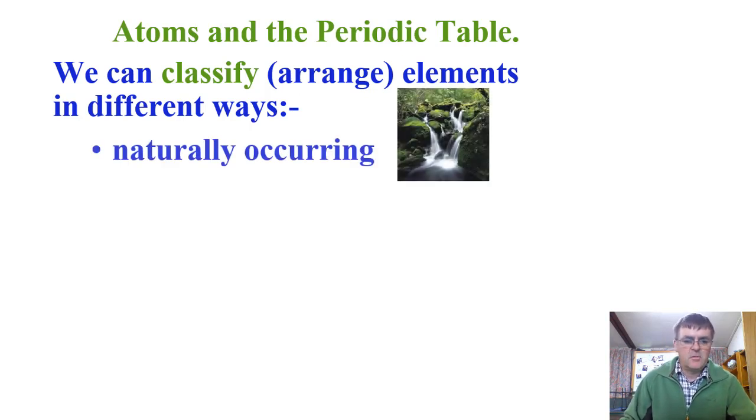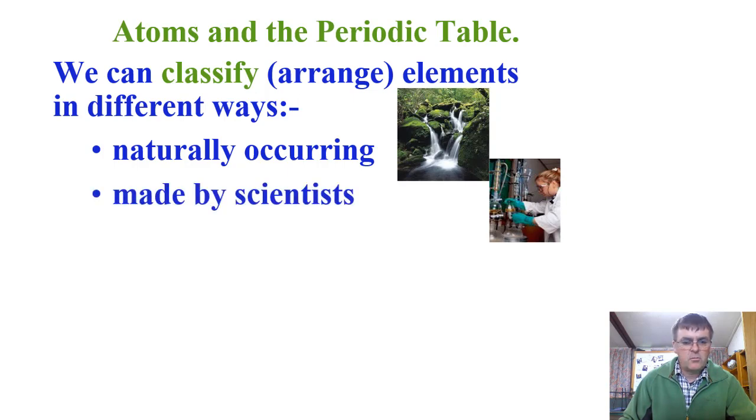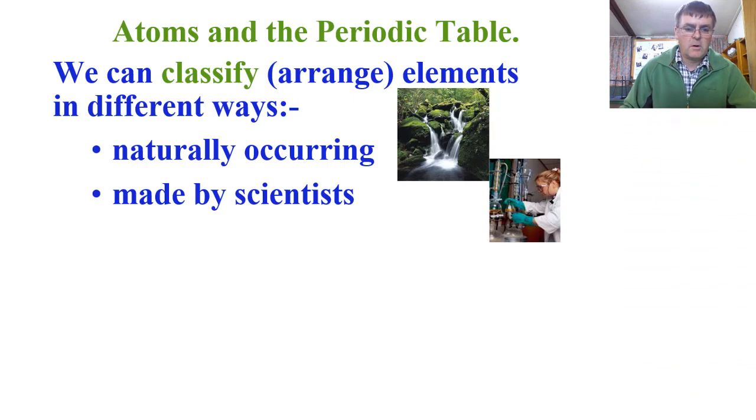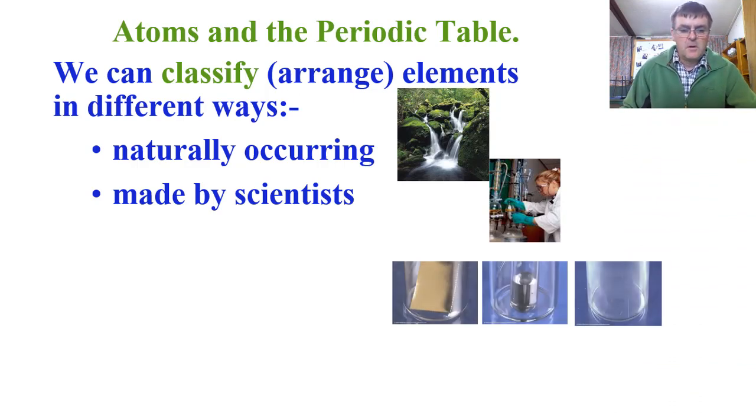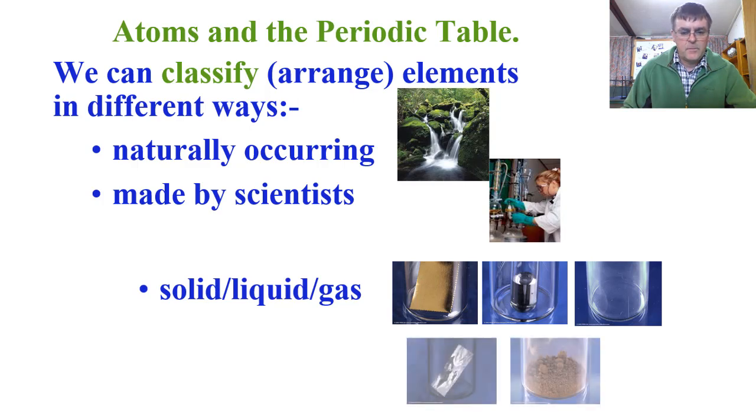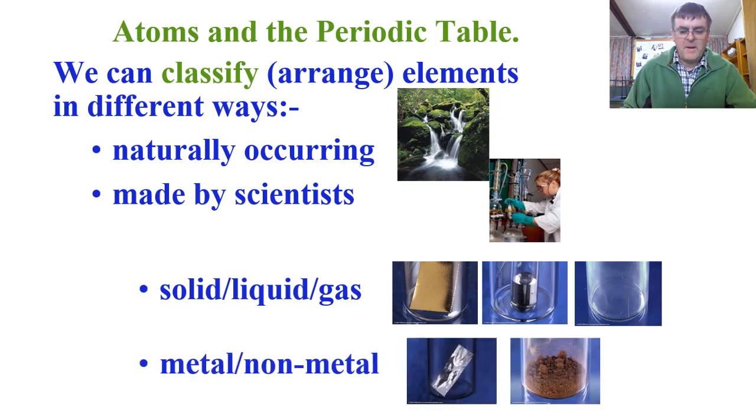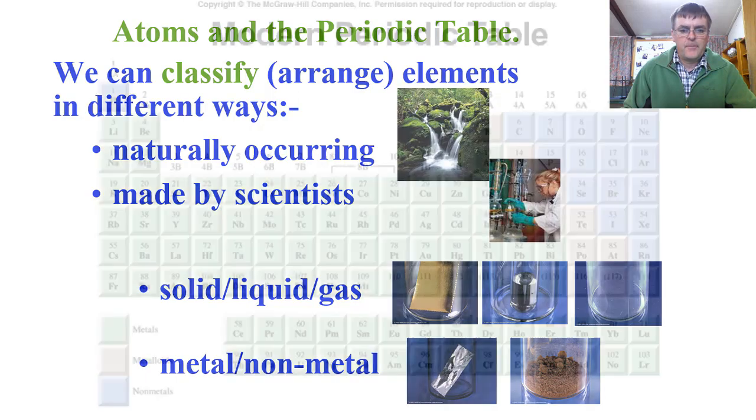So we can organise or classify elements in several different ways. How nature did it, so naturally occurring ones, ones that are man-made by scientists, or should I say person-made, sorry, they're made by scientists. Solid, liquid or gas, what state are they in? Or are they a metal or a non-metal? These are all different ways of classifying elements, and they all link together on the periodic table.